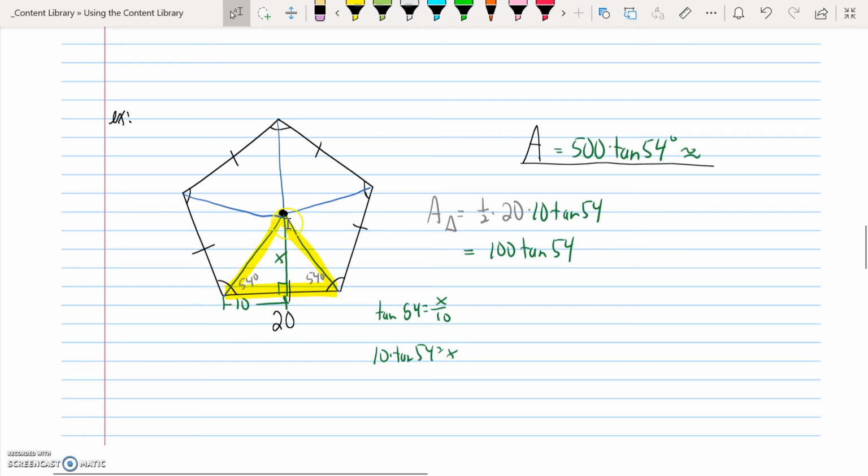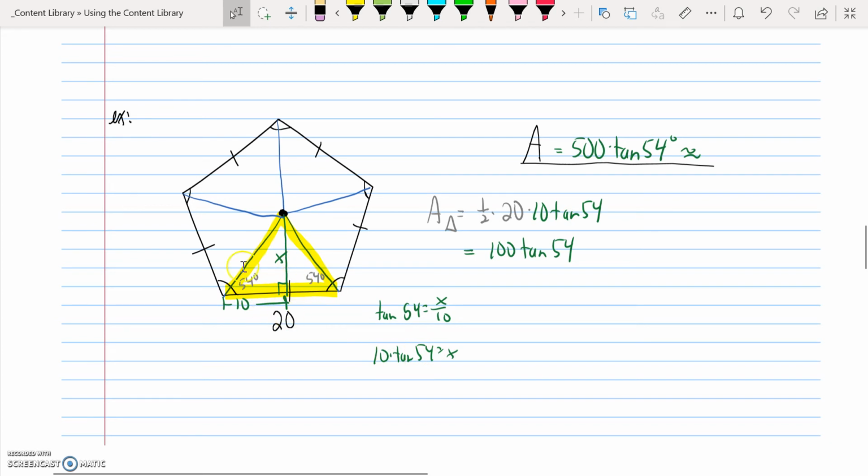And in this left half of the triangle, I know that this split angle is 54. Normally in a regular pentagon, each angle is 108 degrees, so this is bisected at 54. Half of 20 is 10. So the tangent of 54 is equal to x over 10. So a little bit of algebra, x equals this.